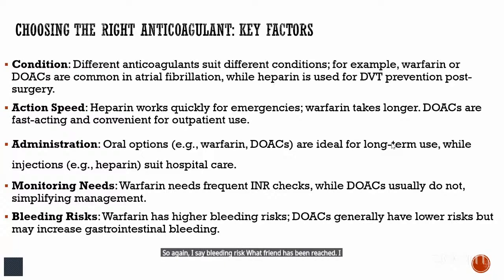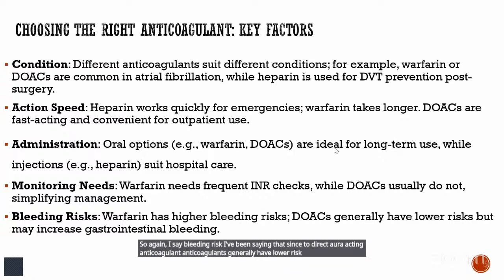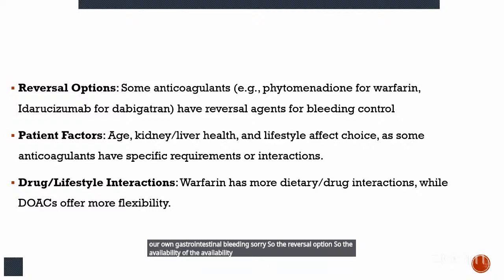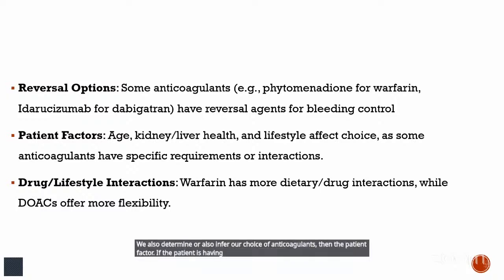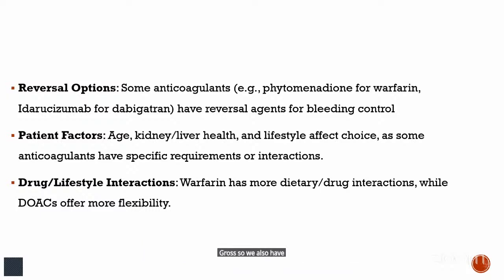I've been saying that since. So direct oral acting anticoagulants generally have lower risk, but may increase gastrointestinal bleeding. Sorry. So the reversal option. The availability of their antidotes also informs our choice of anticoagulants. Then the patient factors: if the patient has kidney disease, the age of the patient, and all. Then drug and lifestyle interaction. It's very important to know that warfarin interacts with plenty of drugs. So we also have to monitor the drugs this person is taking, and all.